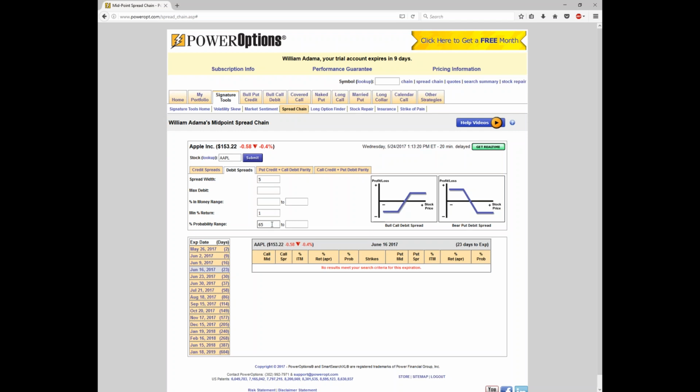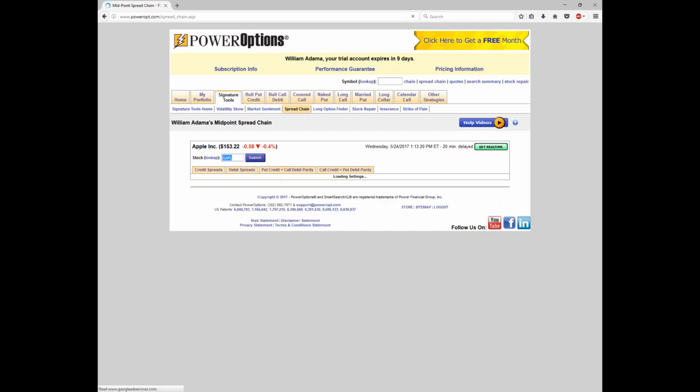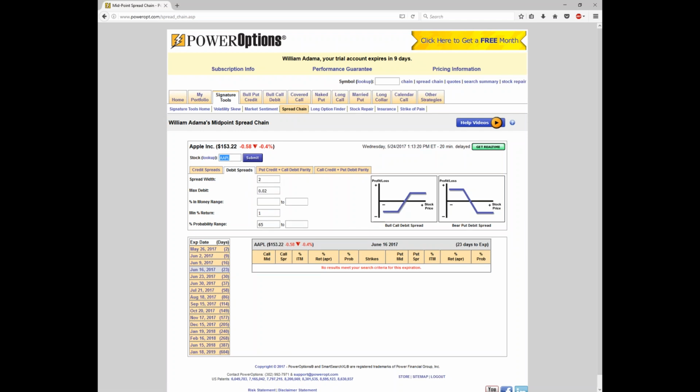I take out the max debit. Probability range is good. Spread width, let's just put it 2 again. I apologize. That's just funny. Okay. I'm going to have someone take a look at this, the programmer. This is beyond the scope of my intelligence. I don't know why nothing's coming up here on the debit spread view.